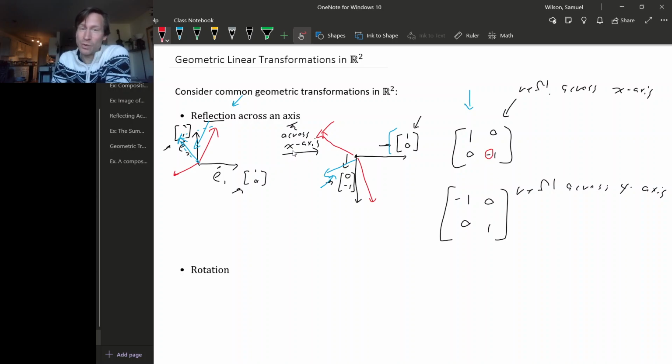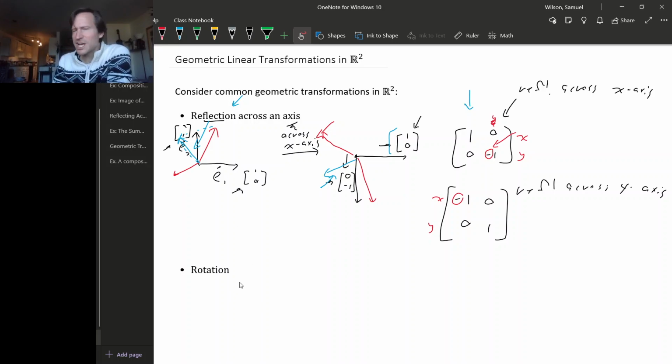This first one was reflection across the x-axis. That means it's the y direction that's being flipped. And here's a minus 1 on the second one, which is in the y position. This is the x position, this is the y position. And when we reflect across the y-axis, it's the x direction that's being flipped, and so there's a minus on the first position.